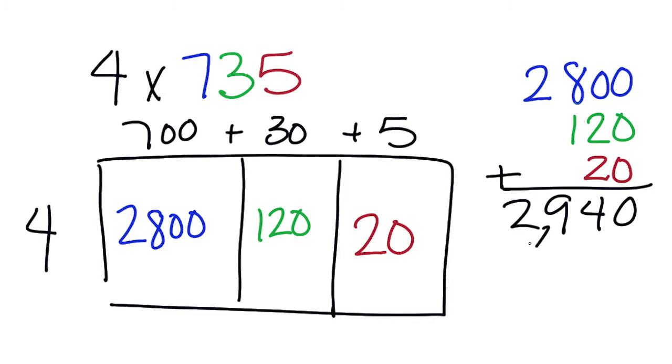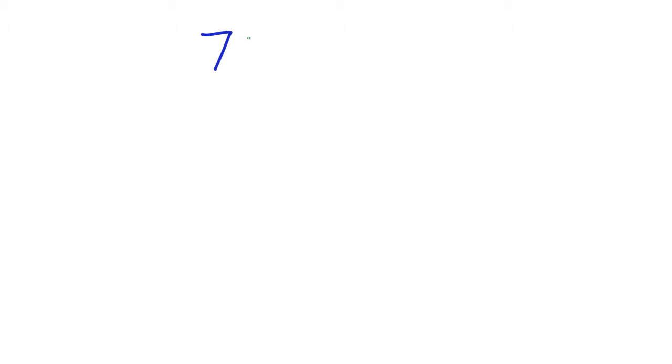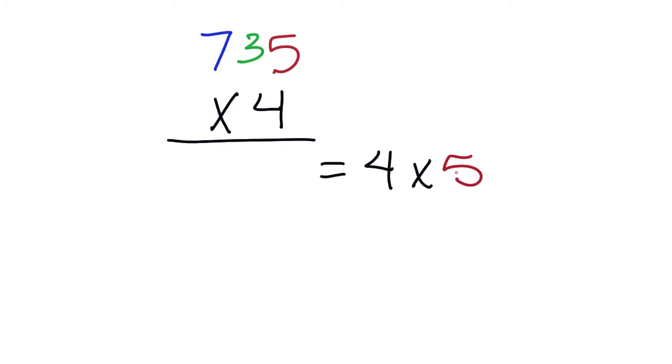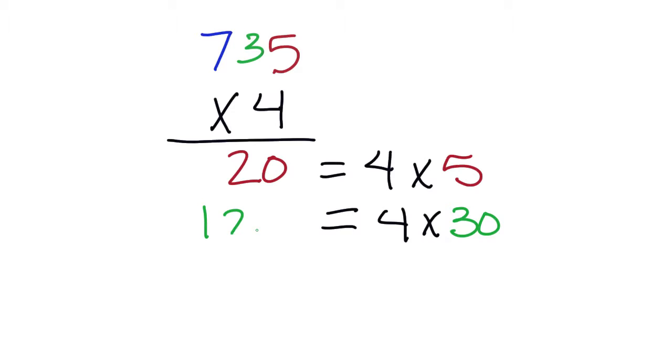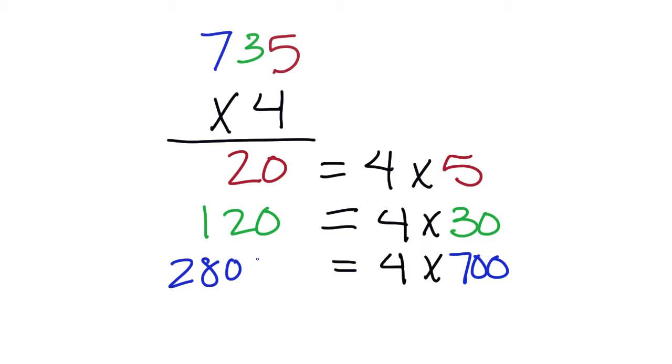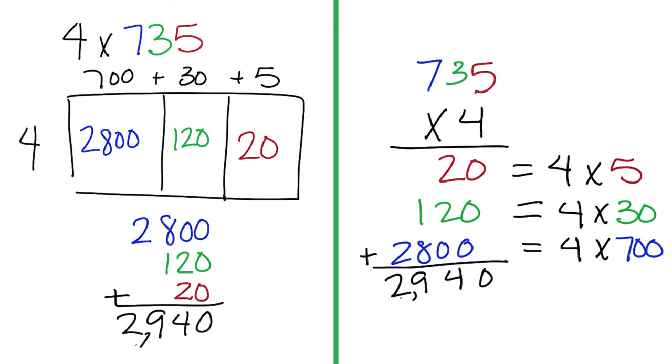Let's look at a different model of the same problem. We'll record this next to the array to better see the connections between the two models. We begin with multiplying the factors of 4 and 5, although it doesn't make a difference which order we use. Next, we'll multiply 4 and 30. Remember that 3 represents 30 because it is in the tens place. And finally, multiplying 4 and 700. Now we'll find the sum of all our partial products. We can easily see the connection between the array model and the vertical model. Both are a version of the partial products algorithm.